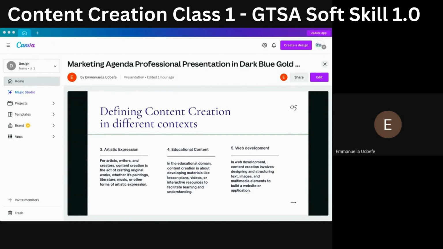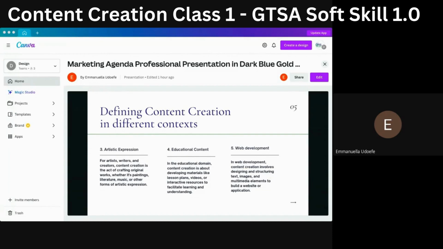The next one is educational content. Here we're talking about those in the educational sector or the schooling industry. So everything that they put together to pass knowledge onto their students or pupils, talk about lesson plans, talk about videos that they put together to enhance learning, especially people who use the Montessori method of learning. The play tools that they bring together to enhance effective learning of the students, of the pupils, you can refer to them as educational content.